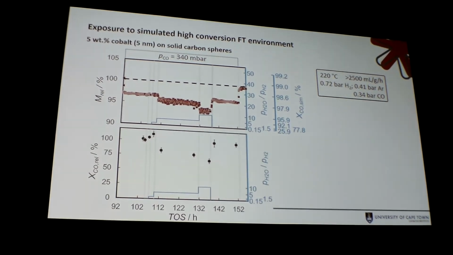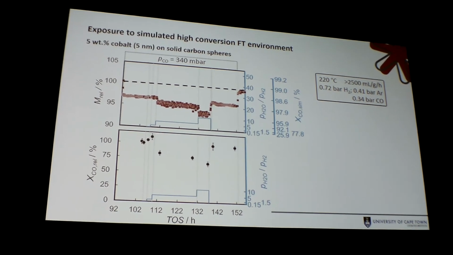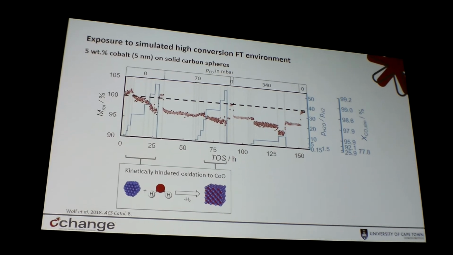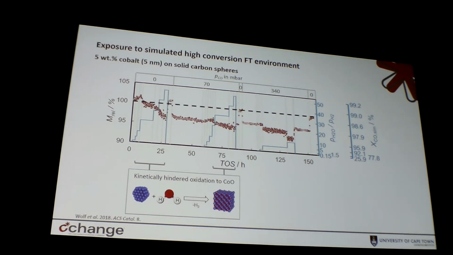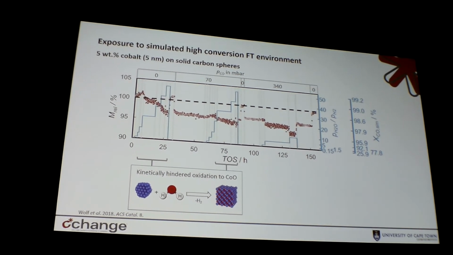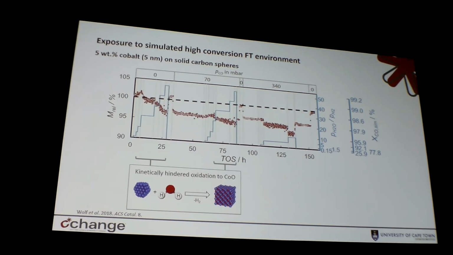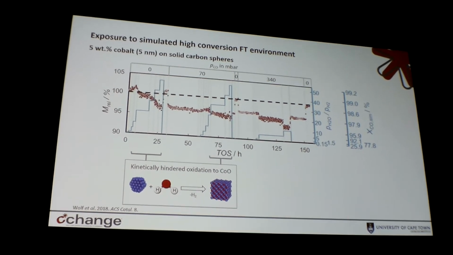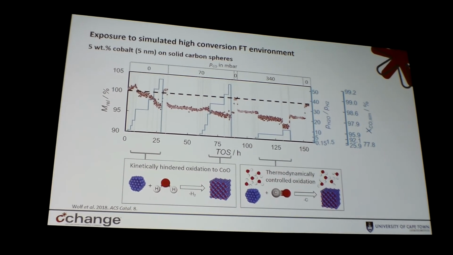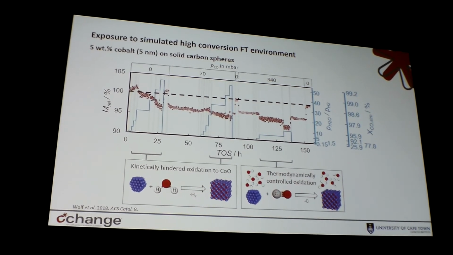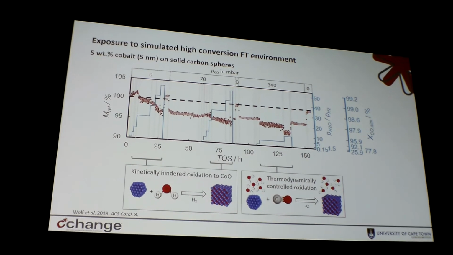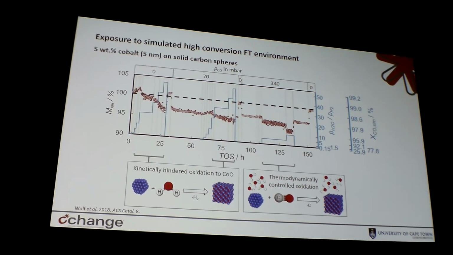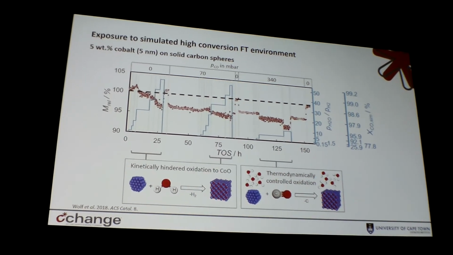These are the activity features that we obtained here, and everything was reversible. What we do believe is happening here is that at these conditions, and these three experiments were done back to back, oxidation is rather slow, and oxidation by water, I mean. Whereas here, where there's more CO around, this oxidation can be much faster. Which seems to suggest that there's an interplay between CO and water when it comes to oxidation.